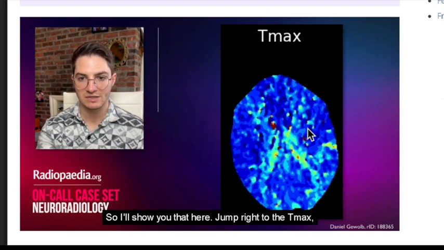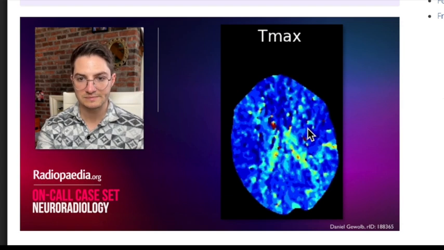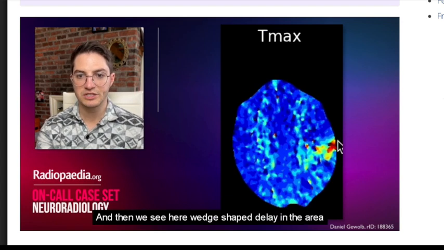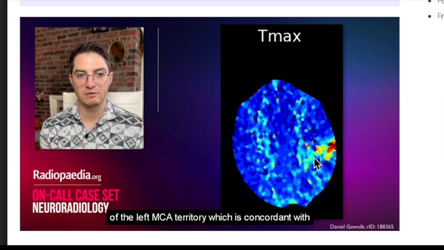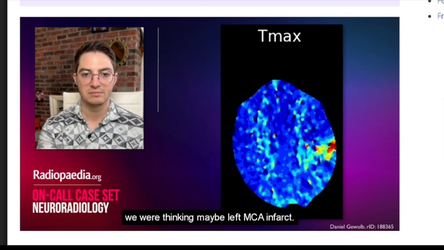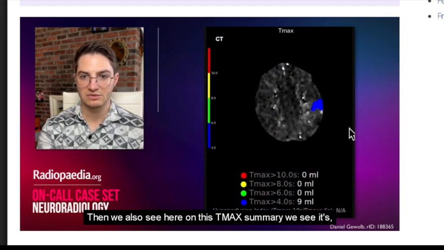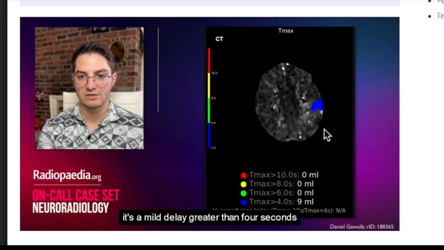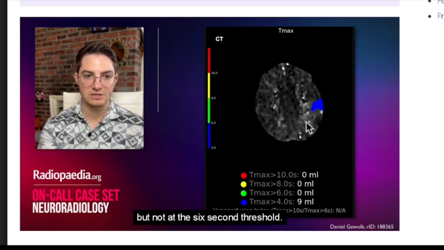Jump right to the Tmax. A lot more uniform blue color. And then we see here wedge-shaped delay in the area of the left MCA territory, which is concordant with what we were thinking clinically, right? We were thinking maybe left MCA infarct. And then we also see here on this Tmax summary, it's a mild delay greater than 4 seconds, but not at the 6-second threshold.